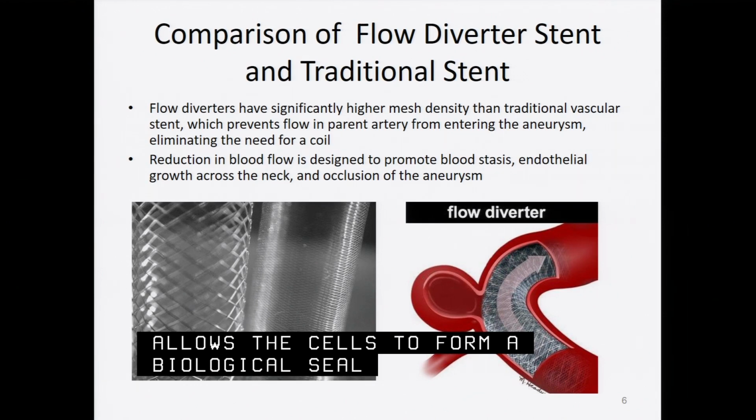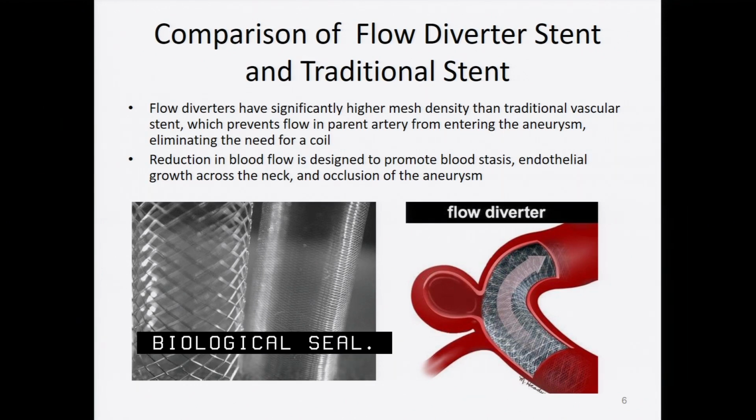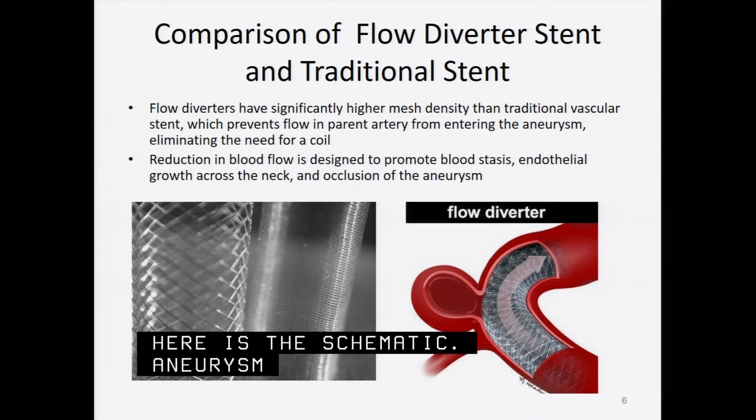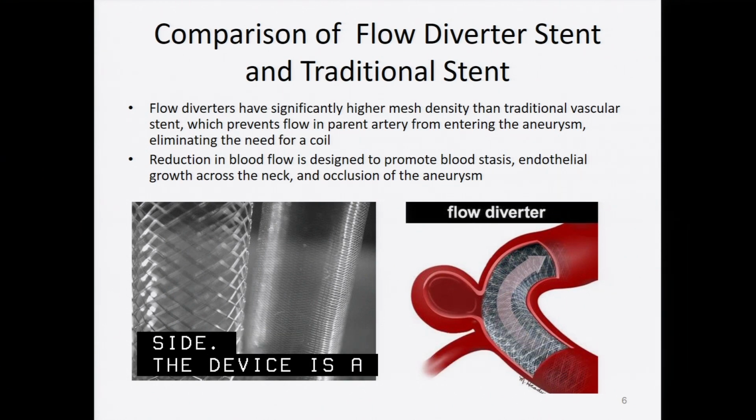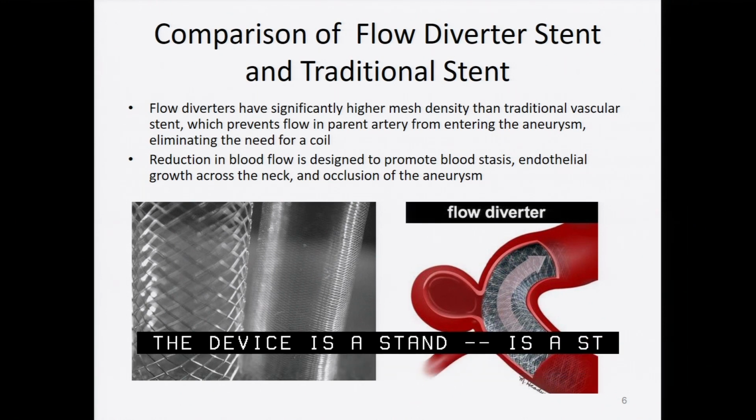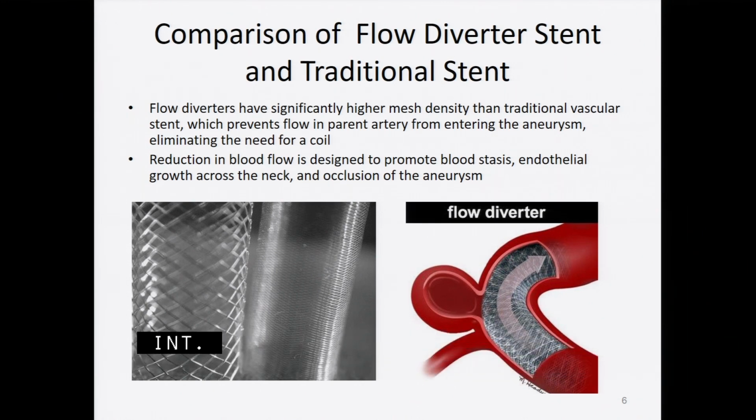Here's the schematic you see here. Imagine a cerebral aneurysm sitting off the side of a wall, and this is the mesh-like device, which we call a stent because this is what metal devices placed into arteries are typically called, but this is how it works. You can see it's directing blood flow through the artery and not so much into the bulging balloon.